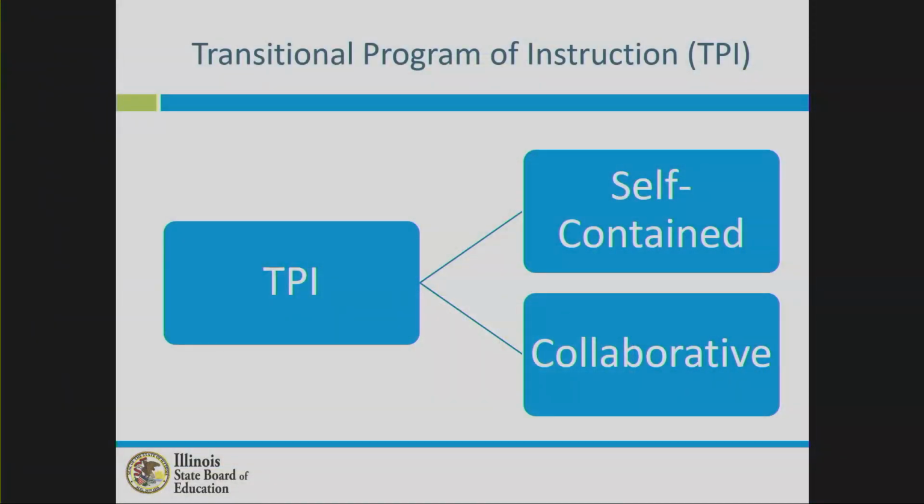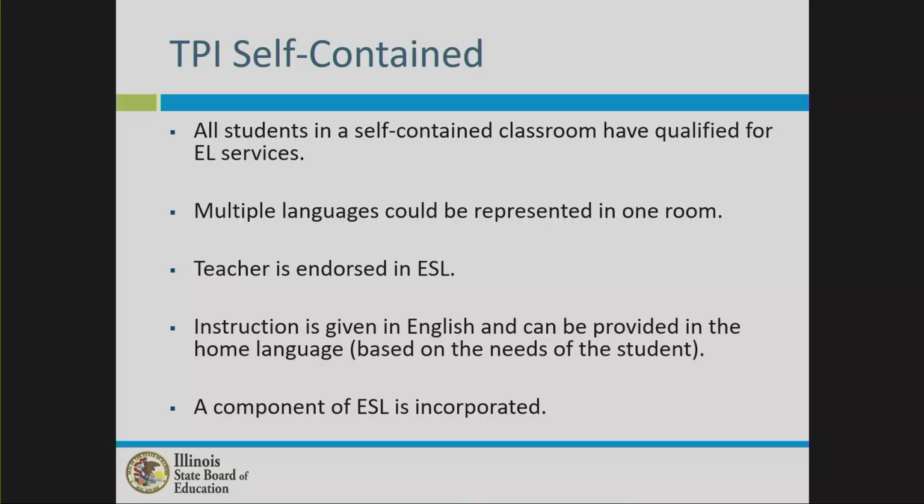When looking at a TPI program, this is the breakdown of it. We are looking at self-contained, we are looking at collaborative. So this is what a TPI is, and the overall is that it is ESL. If native language support is needed, that should also be there as well. So all students in the self-contained classroom have qualified for EL services. There can be multiple languages, or it can just be one specific language. Any combination of programming works with this.